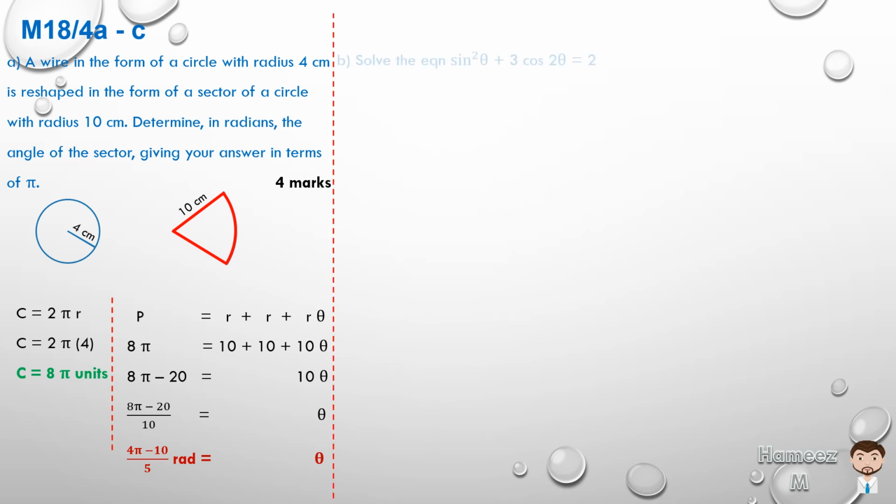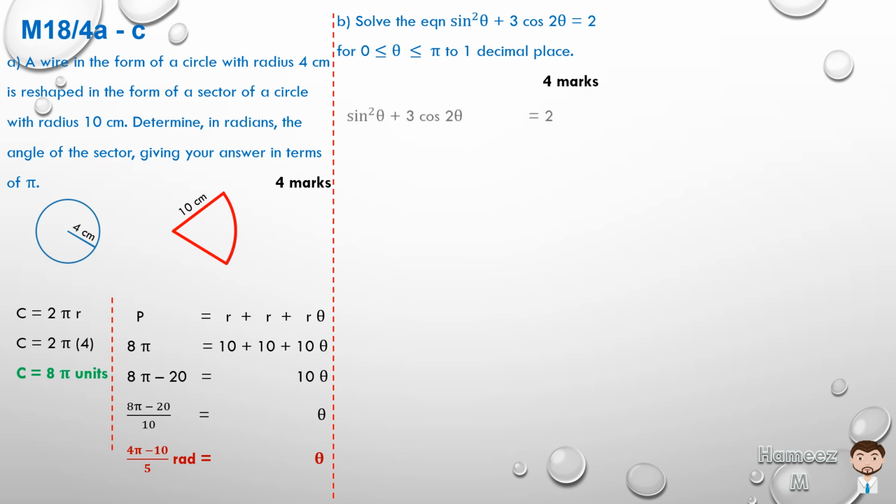Part B. Solve the equation sine squared theta plus 3 cos 2 theta is equal to 2, for 0 is less than or equal to theta, which is less than or equal to pi, to 1 decimal place. So let's rewrite the equation. Sine squared theta plus 3 cos 2 theta is equal to 2. We know cos 2 theta, so let's substitute for that. So it's going to give us sine squared theta plus 3 by 1 minus 2 sine squared theta minus 2 is equal to 0. So we can expand.